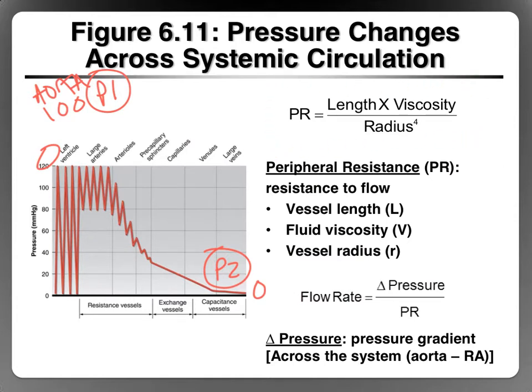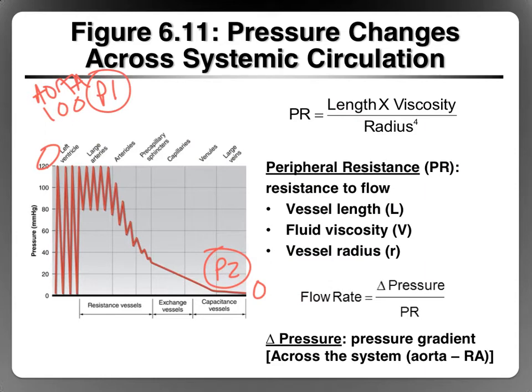Now, this is an important formula for you to use to understand the relationships between variables. It's not a formula that you will be using for any calculations. So we won't be putting numbers in this formula, but it's important for you to understand relationships. For instance, peripheral resistance is directly related to length and viscosity, but indirectly related to radius. Okay, so what that means is that if the length of a vessel increases, then the peripheral resistance is going to increase. And I like to use the example of a straw.